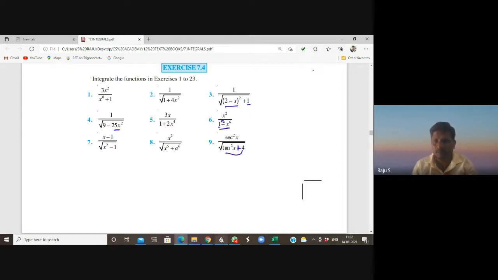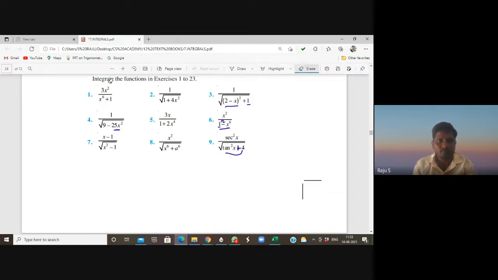Okay, here the integral belongs to the second term. Am I right? Second term means subjective is there, descriptive is there. Both will be there. So I'm telling you that you have to write the proper steps, like descriptive. But coming to term one, MCQs are there. You have to practice more MCQs related to term one.